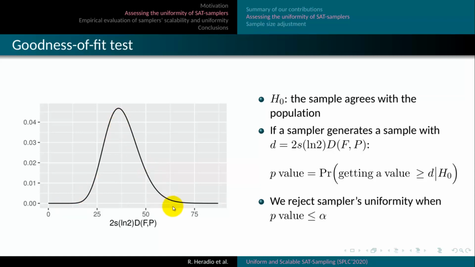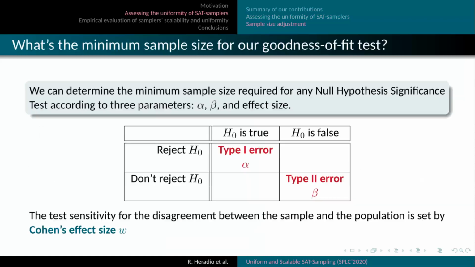This density plot shows for a particular variability model how this expression distributes assuming that the null hypothesis is true. If for our sample we get a value that is here in the tail, its probability is going to be very low. This means that the sample is not coherent with the null hypothesis, and so we will reject the null hypothesis. That is, we will reject the sampler's uniformity.